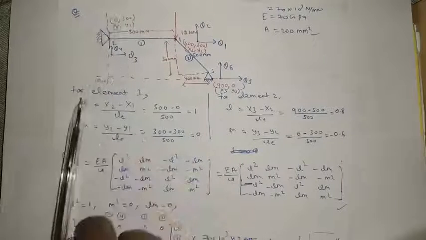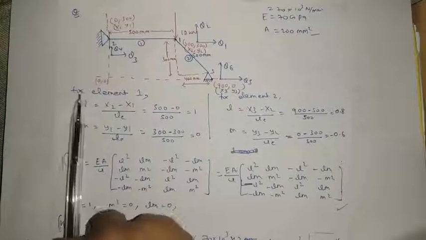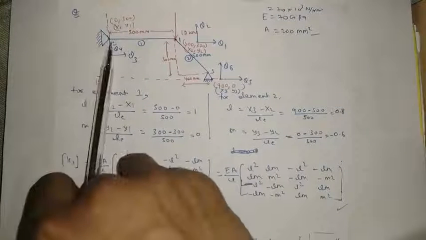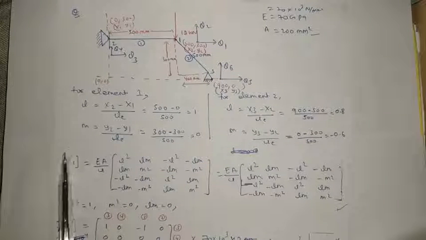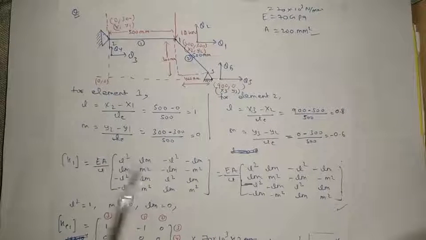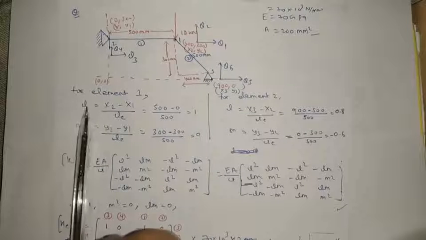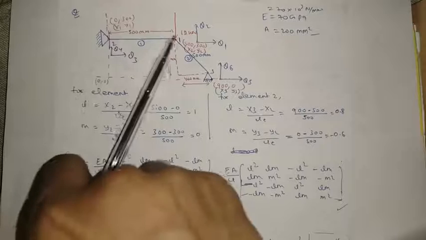So we have to find the nodal displacement. How do we find the nodal displacement? For element 1, we have to calculate the element stiffness matrix. The formula for the element stiffness matrix is given by EA/L times the matrix of L square, LM. These are the L and M values. We have to calculate the L and M values. The L value is calculated as x2 minus x1 upon LE, that means the x coordinate of node 2.